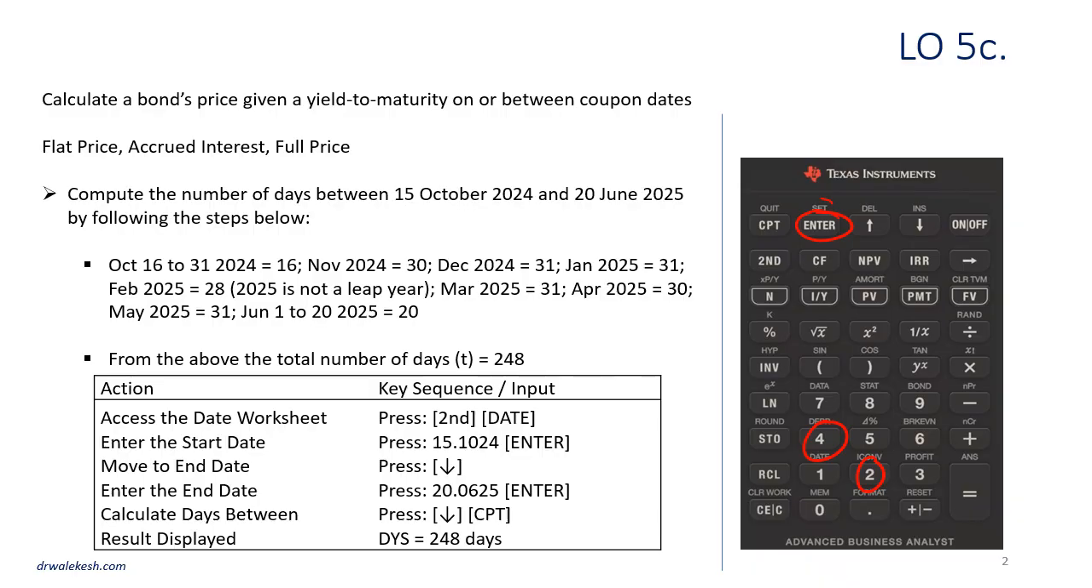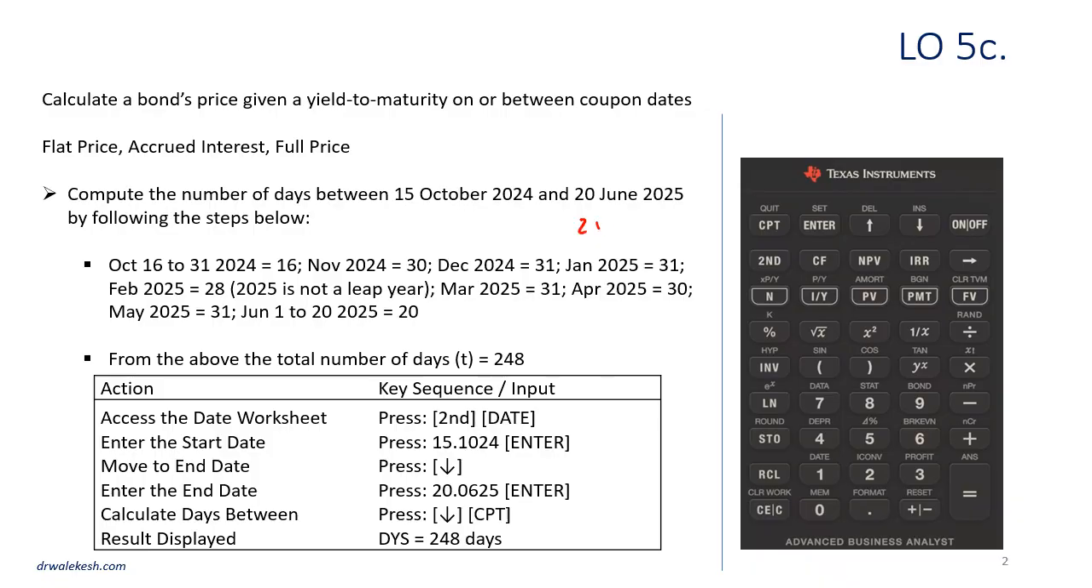Then you press arrow down. So this is the start date. Then you need to enter the end date. To enter the end date, you will follow the same format. As said earlier, my assumption is that your financial calculator is on European date format. I will discuss how to convert from European to American date format on the next slide.